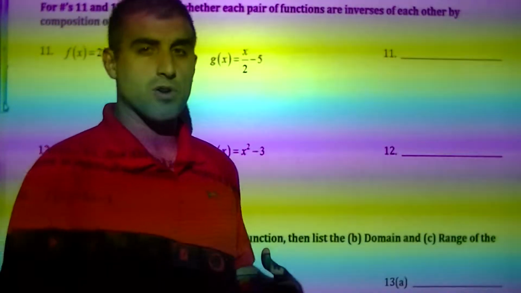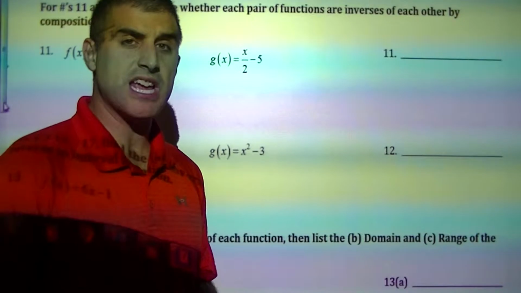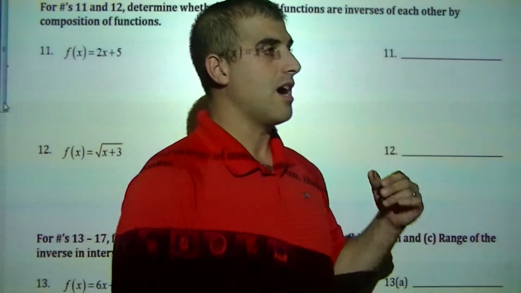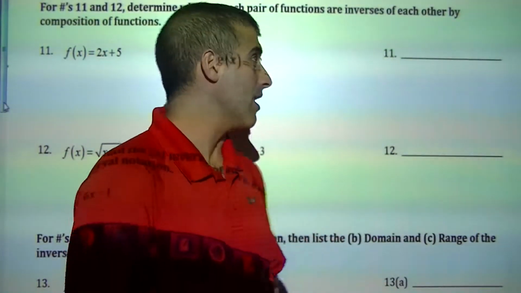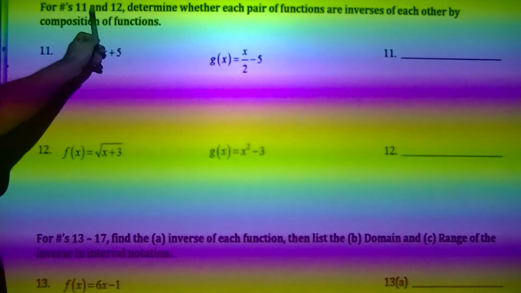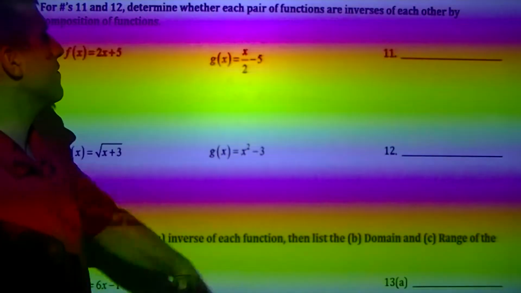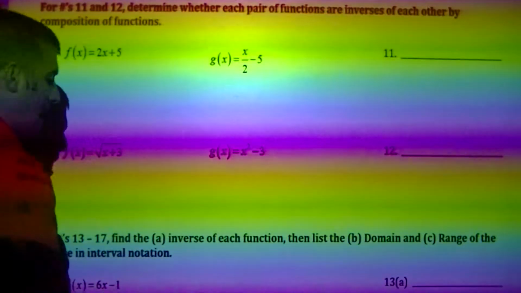Okay, this is going to be part 2 of the Advanced Math, Chapter 3 review, okay? Directions say, for 11 and 12, determine whether each pair of functions are inverses of each other by composition.